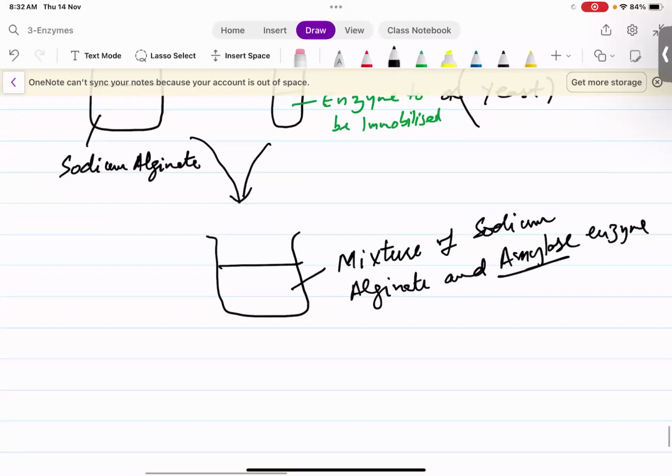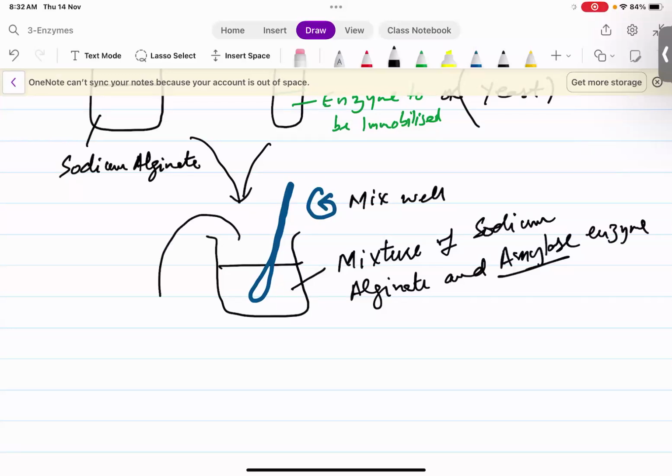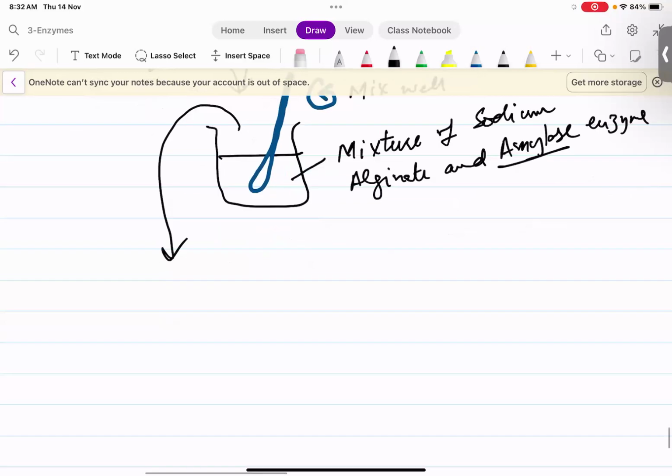So this is mixed well by a glass rod by rotating this. So mix well. Then this mixture is taken into a syringe.